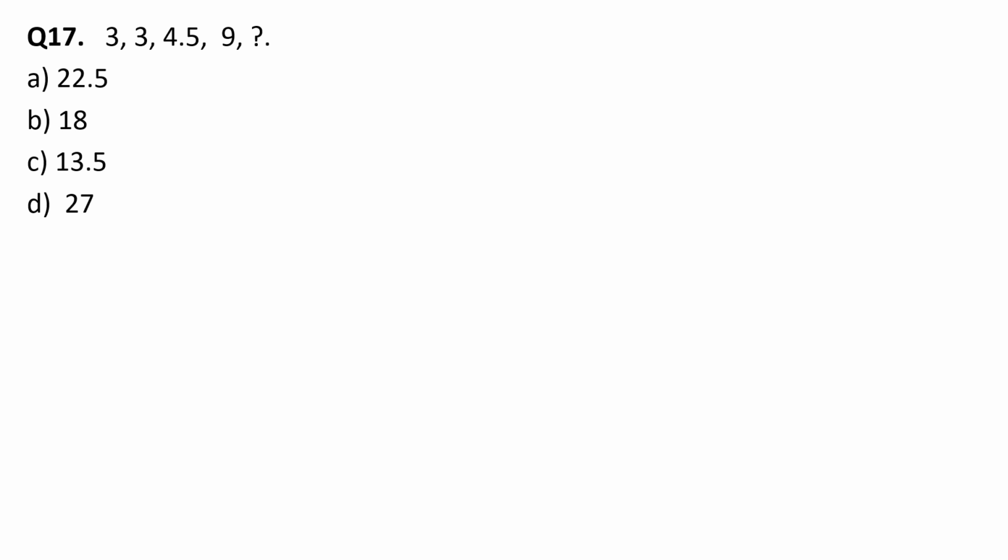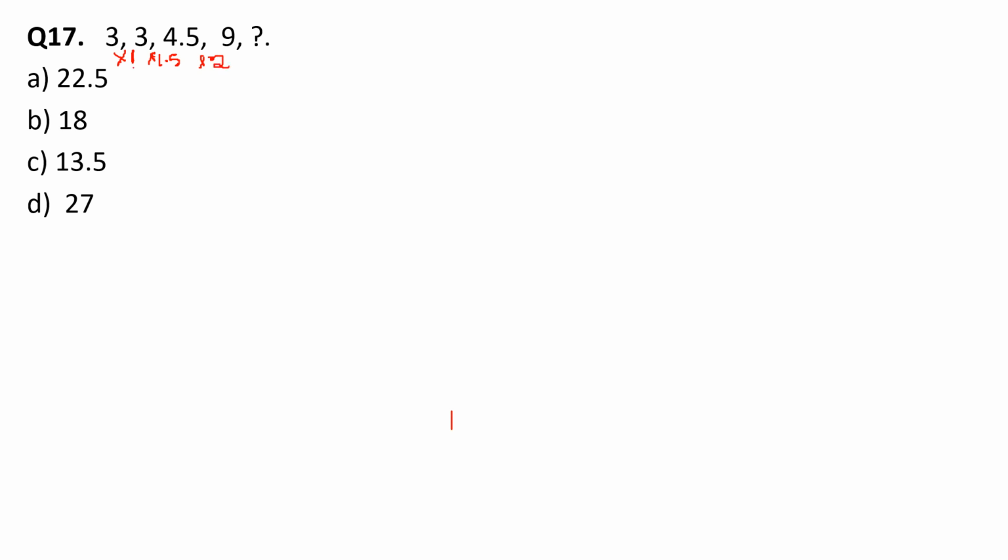Next question. 3, 3, 4.5, 9, and what is the next term? Now this doesn't look like a difference because 3 minus 3 is 0. So we'll see what the ratio is. How do you get 3 from 3? Into 1 is 3. Now 3 to 4.5 is into 1.5. Now 4.5 to 9 is into 2.